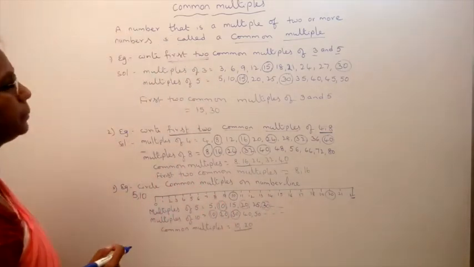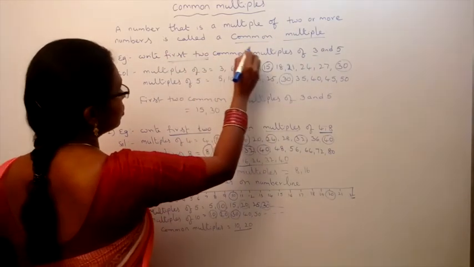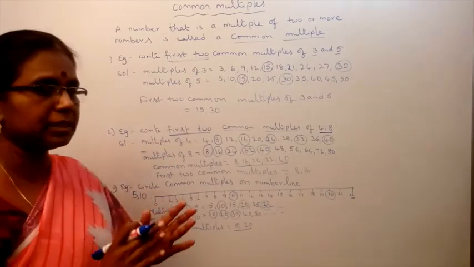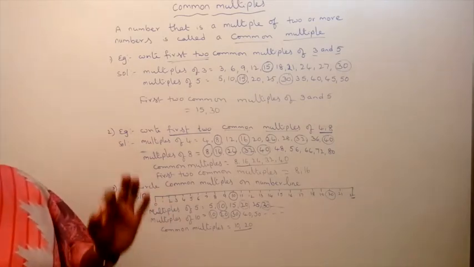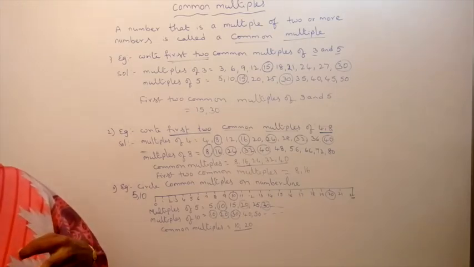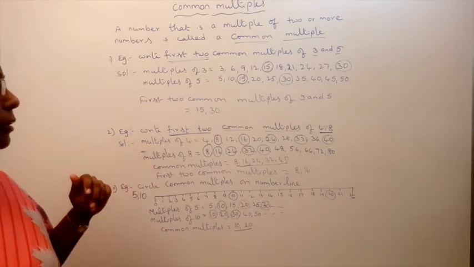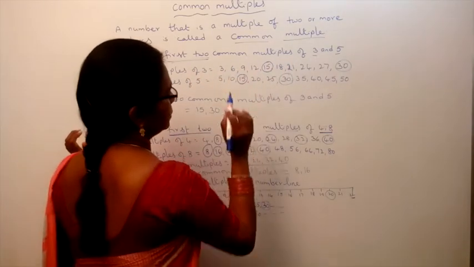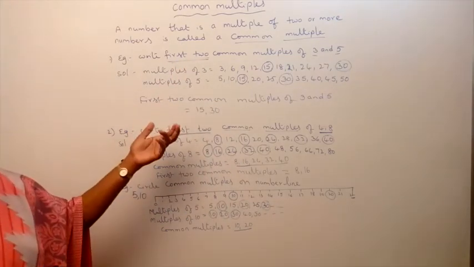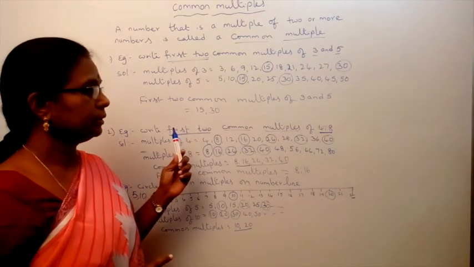Now what is a common multiple? A multiple of 2 or more numbers is called a common multiple. Suppose one multiple is a multiple of so many numbers. Suppose if you take 12, it is a multiple of 2. It is a multiple of 3. It is a multiple of 4. It is a multiple of 6. That multiple we call a common multiple. Now, to write first 2 common multiples, we have to write multiples of 3 and multiples of 5. Then which one is common we have to write. This is the common multiples of natural numbers.